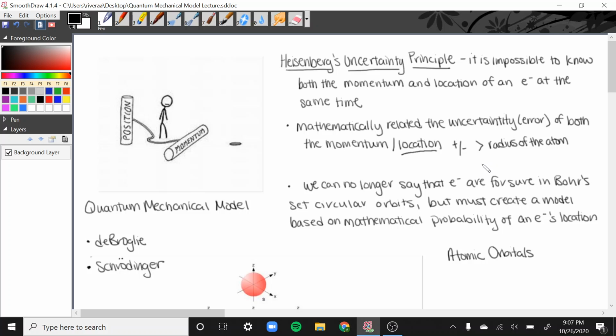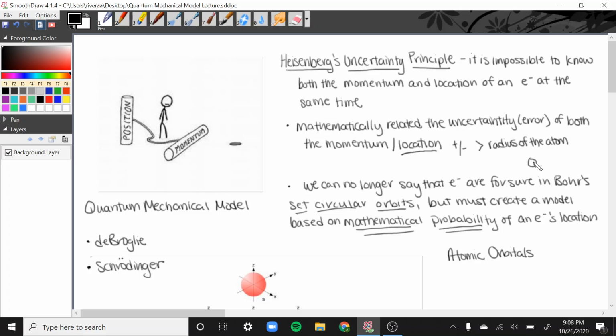So what does that mean? That means that we can no longer use Bohr's model of these set circular orbits, right? We don't know for sure that the electrons are in those set circular orbits. Instead, we have to base the electron's location on the probability of finding it in a particular place. Okay, mathematical probability.